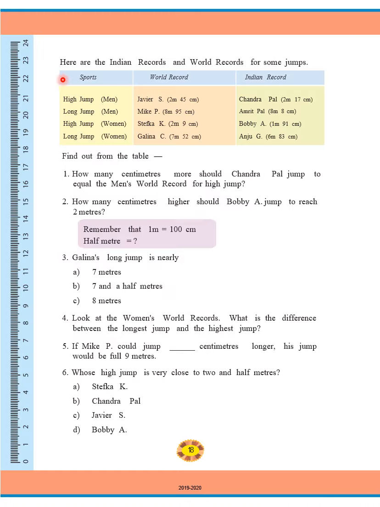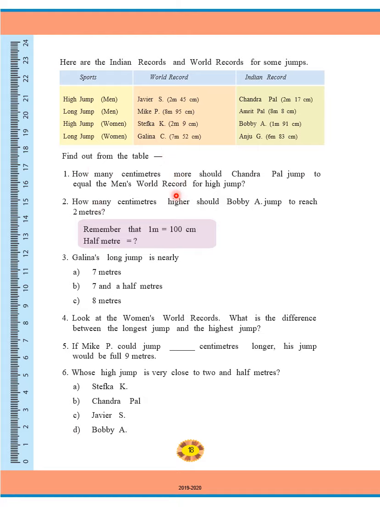In the next page, we can see the Indian records and world records for some jumps. Here we have this list of world records and Indian records. These are the high jump men, long jump men, high jump women, and long jump women. Find out from the table.